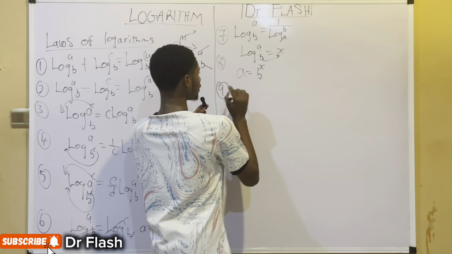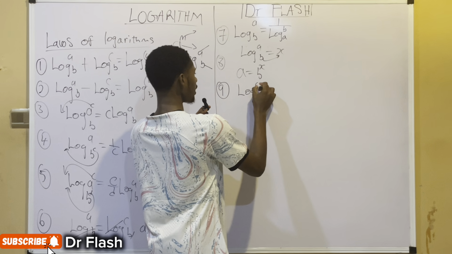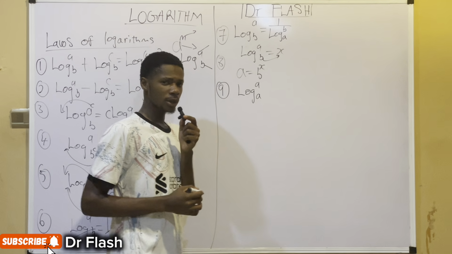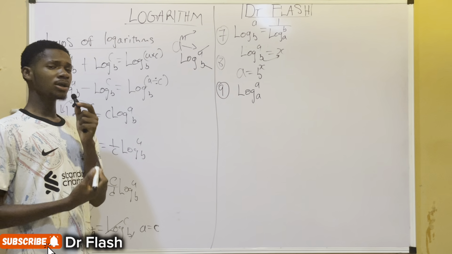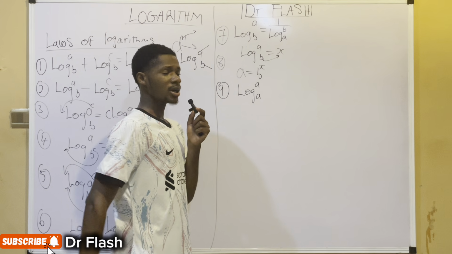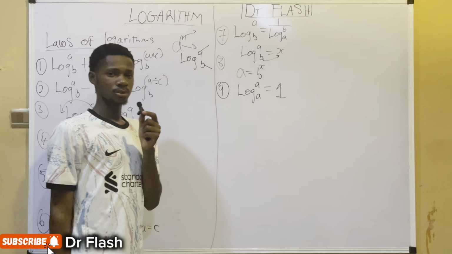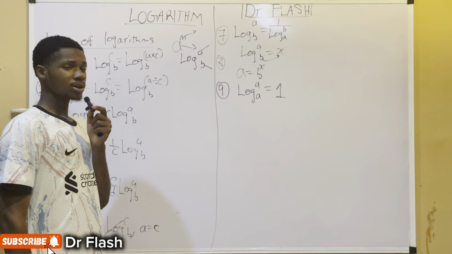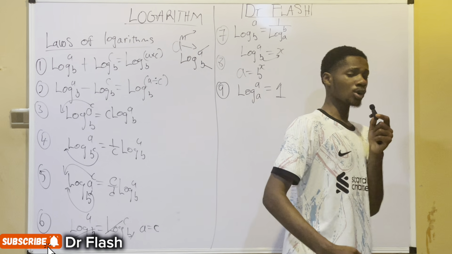If we're having log A base A, take note, whenever we take the log of a number such that the number we are taking is same as the base, our answer is always equal to 1. Whenever we take the log of a number such that the base and the power are the same, our answer is always equal to 1.